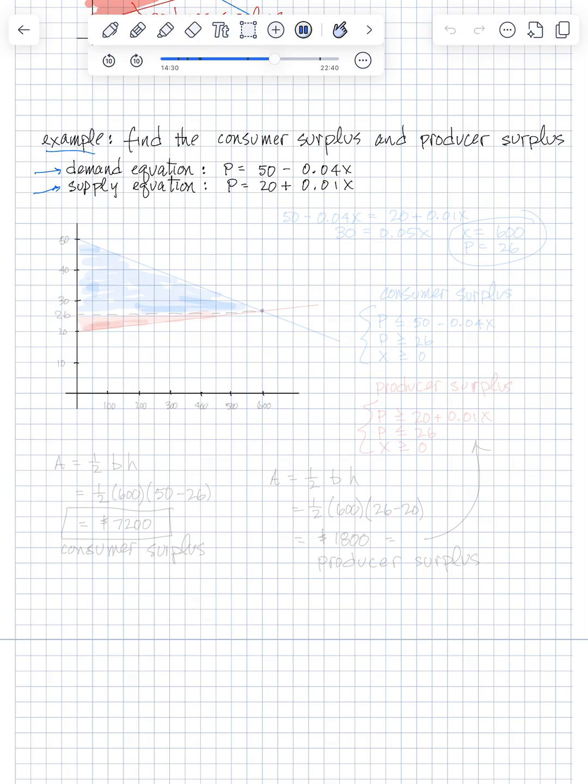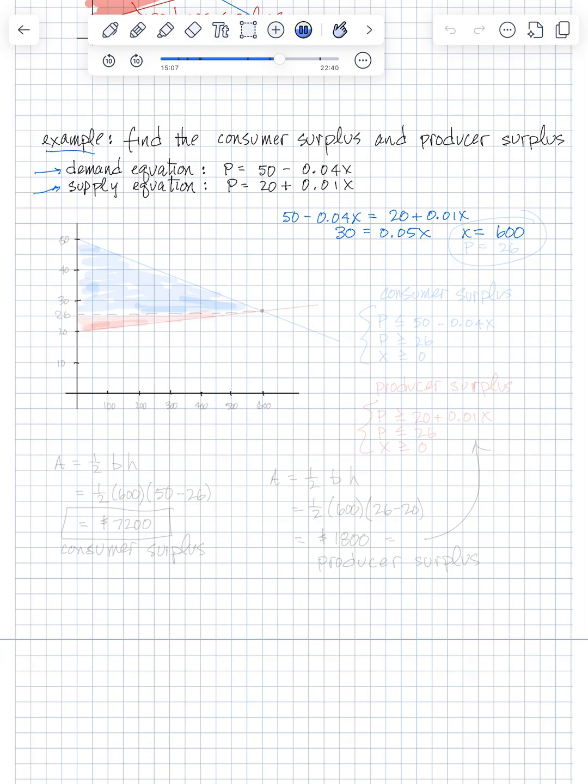So we say 50 minus 0.04x is equal to 20 plus 0.01x. So subtract 20 from both sides, get 30. Add 0.04x to both sides, we get 0.05x. So x is equal to 30 divided by 0.05, which is 600.